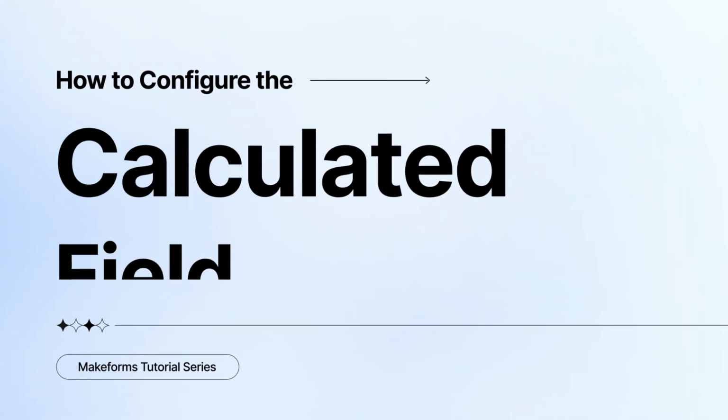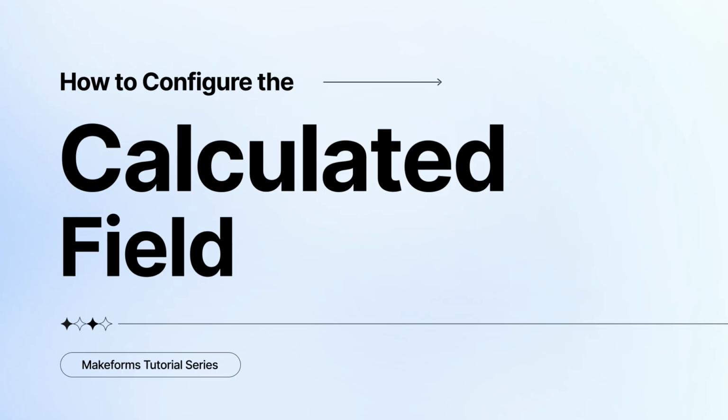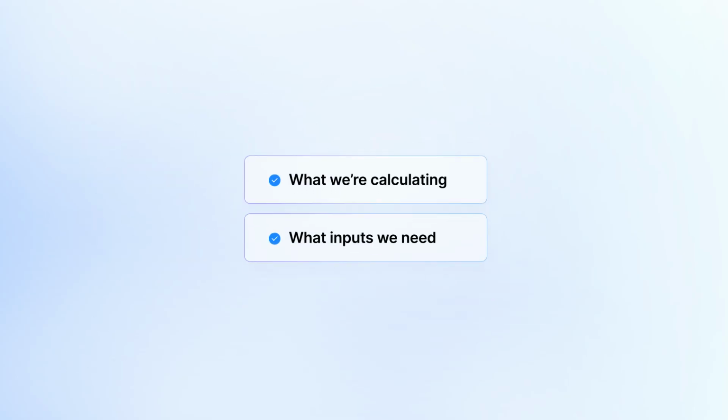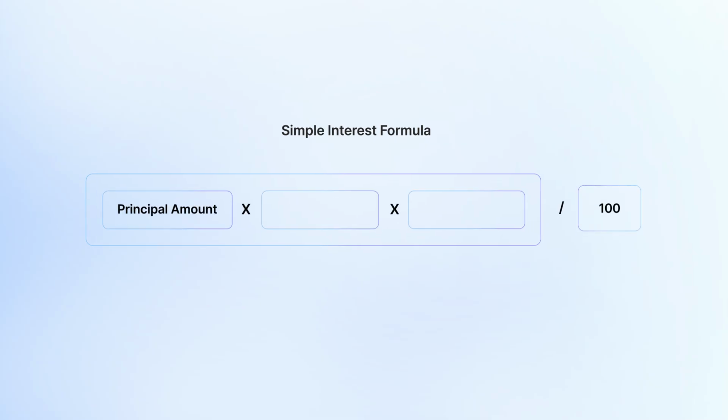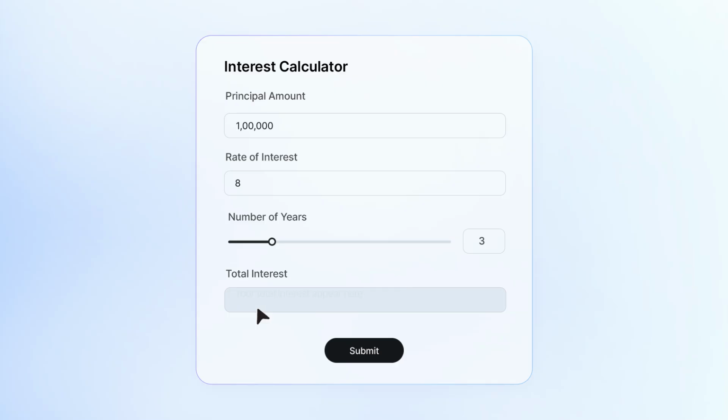In this video, we will build a simple interest calculator using the calculated field. Before we start adding fields, let's quickly understand what we're calculating and what inputs we need. We'll calculate simple interest using this formula. Based on this formula, the form needs three input values: the principal amount, the rate of interest, the number of years. Once we have these three values, the calculated field will compute the total interest automatically.